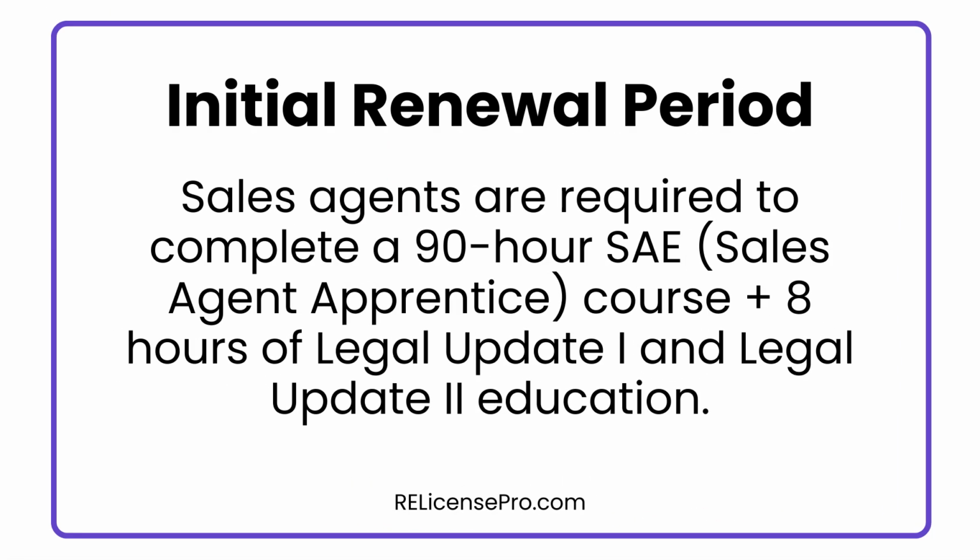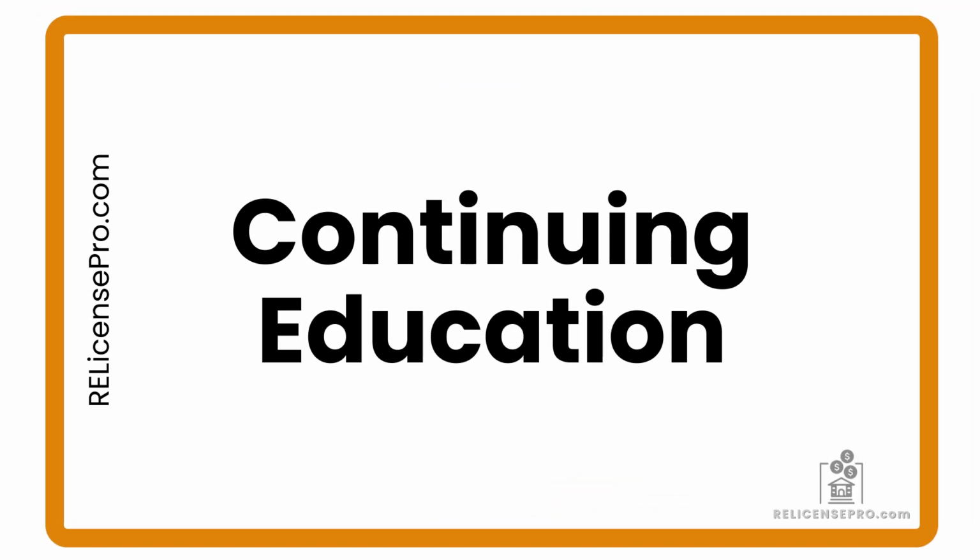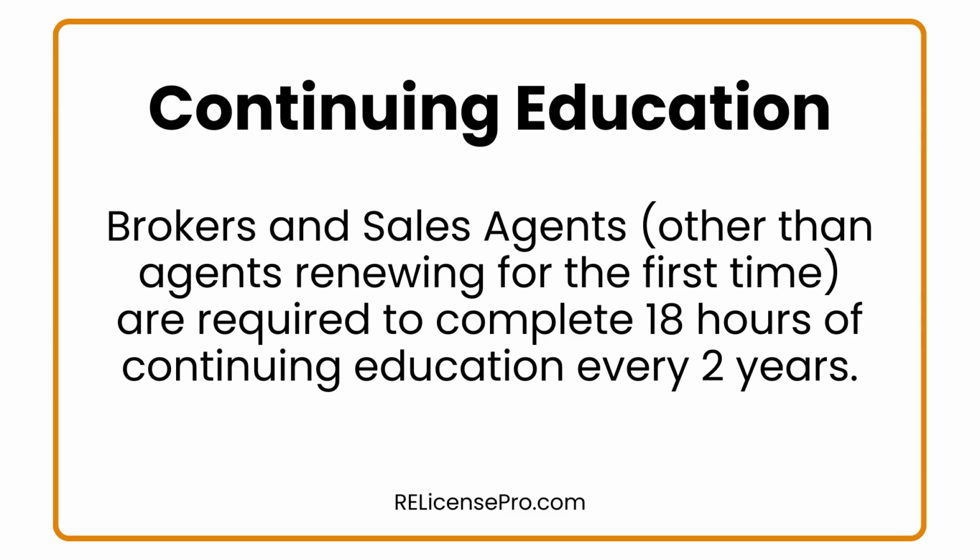Sales agents are required to complete a 90-hour SAE, Sales Agent Apprentice course, plus 8 hours of Legal Update 1 and Legal Update 2 in education. Continuing education here in the state of Texas: brokers and sales agents other than agents renewing for their first time are required to complete 18 hours of continuing education every 2 years.